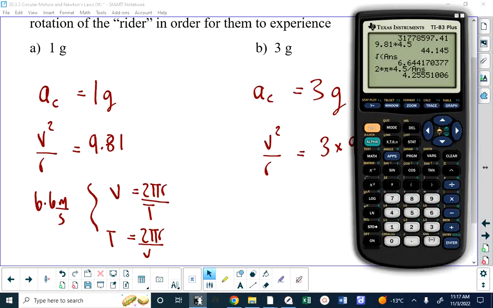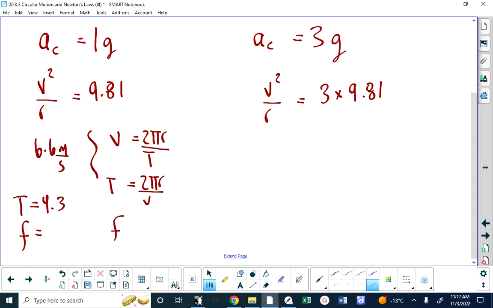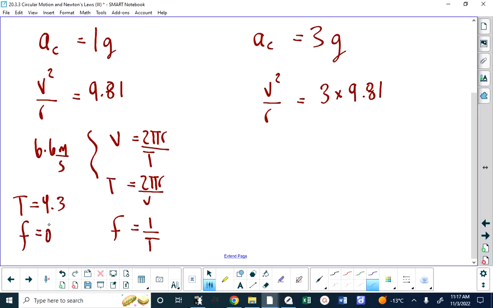I don't want to get too far off topic, so let's just finish this off. The period is 4.3 seconds. The frequency is 1 over the period, right? That's how we do it. So you go 1 divided by 4.3, or 1 divided by the period. The frequency is about 0.23 hertz. So there are our three answers.